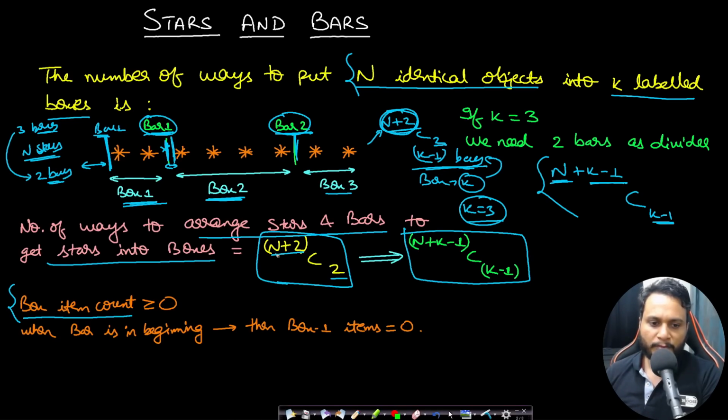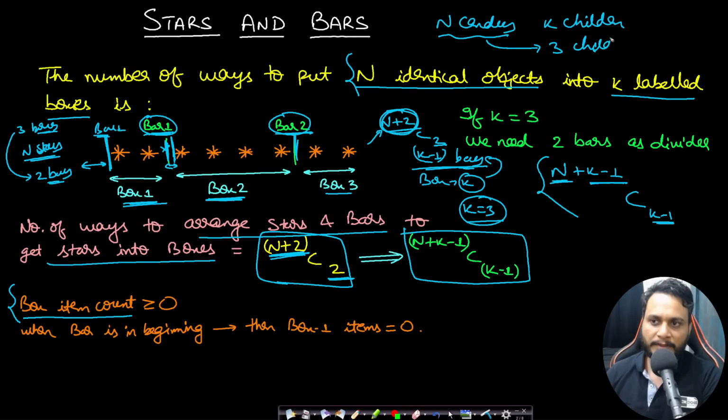So when I write this formulation n plus 2 C2, then this means that we are counting the total number of ways in our candy problem. We are counting the total number of ways in which we can distribute n candies among k number of children. In our case, if you write n plus 2 C2, then we are trying to distribute n candies among 3 children. So there is no limit to how many candies a child can get.